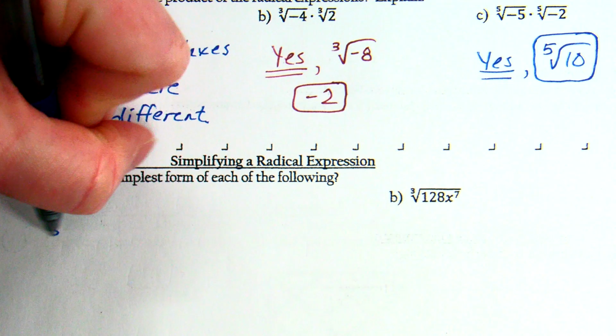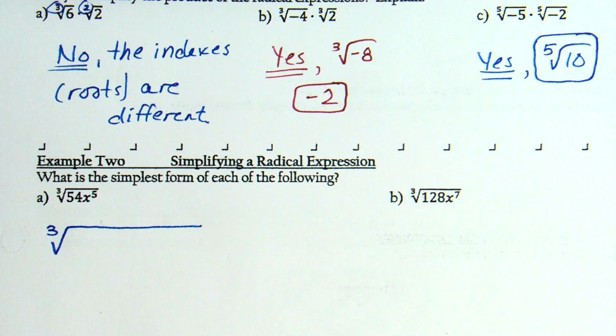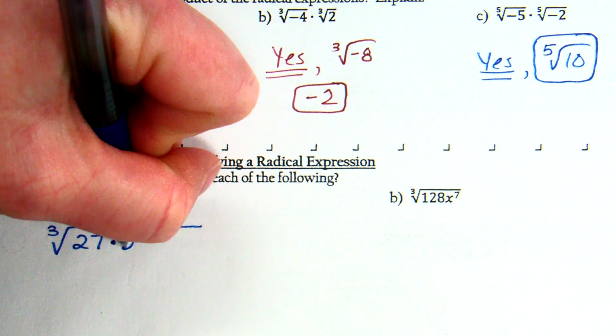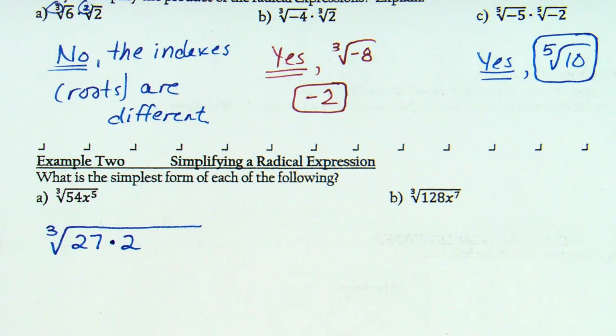Depending on how much you recall, we're going to break this radical up, and this time we're working with cube roots. I'm going to break it up into pieces. So first of all, 54. There's a 27 in there. 27 times how many? Times 2. Some people write them each in their own radical. I tend to just write them all in the same radical. You can do it either way.